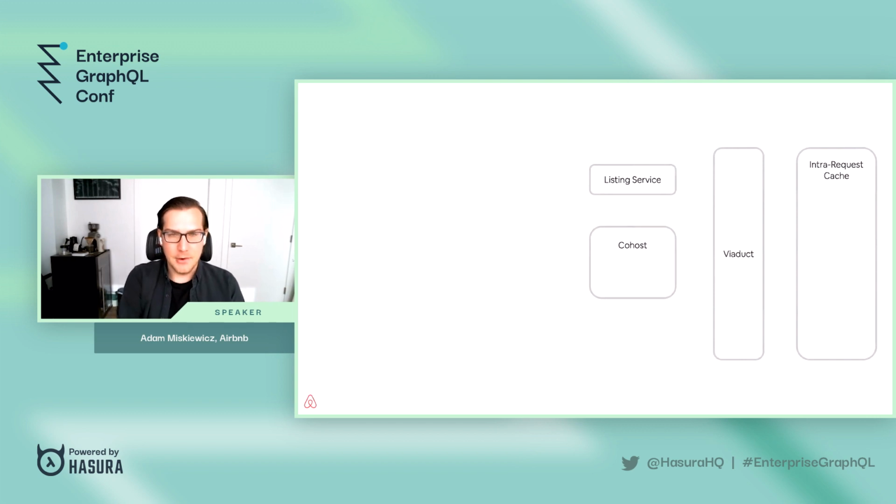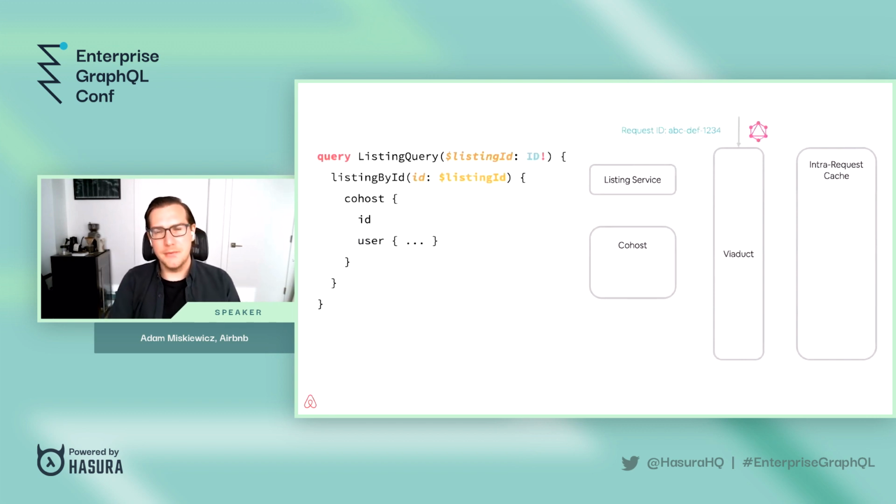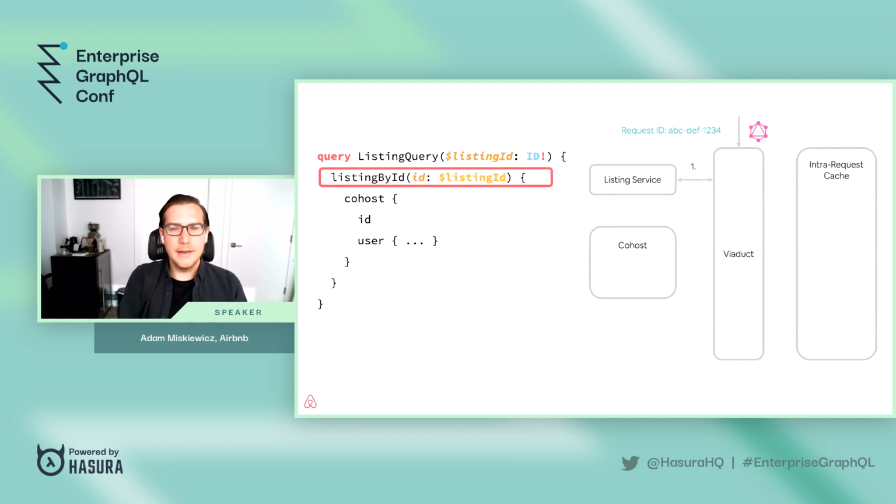Here's an example of how that works. So a request comes in with a unique identifier from the client. And we fetch some listing data from the listing service by its ID. That data is returned to Viaduct, and Viaduct stores that in its intra-request cache.